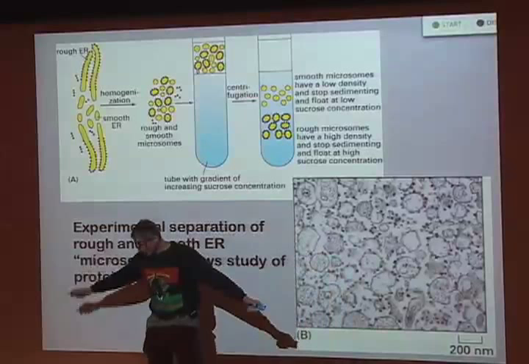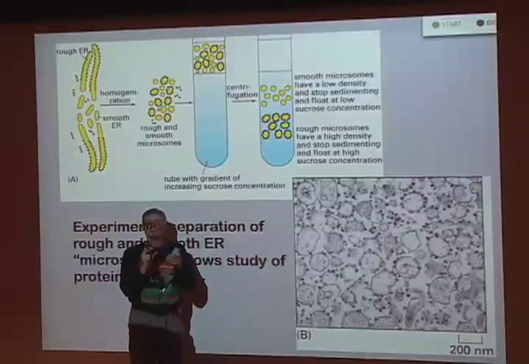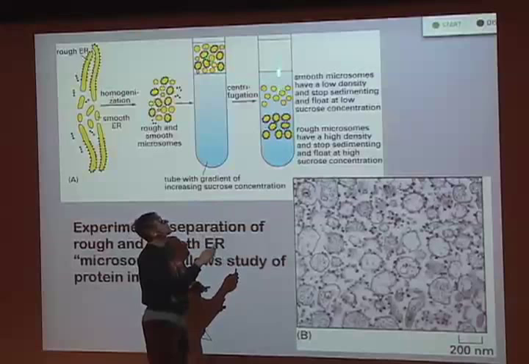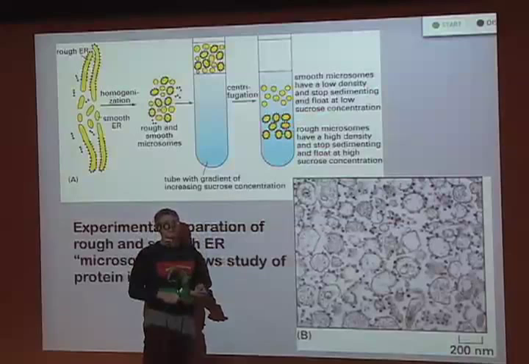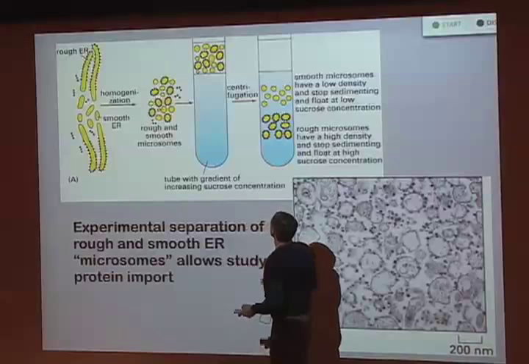How do people learn about these things? Well, you can study protein import by isolating bits of the endoplasmic reticulum, breaking them up into vesicles called microsomes. You can separate rough from smooth using centrifugation. Rough microsomes have all these ribosomes on the outside, so they're more dense and can be separated by a sucrose gradient. And here's what they look like. Microsomes with membranes, and these little dots are actually the ribosomes. So you can isolate these microsomes, and you can do experiments.